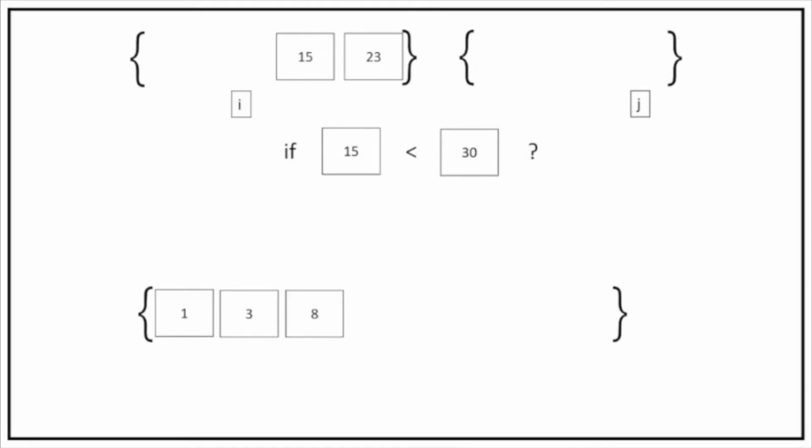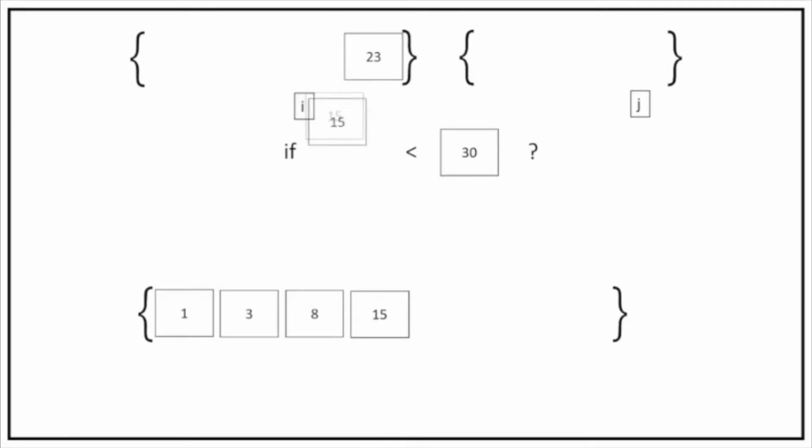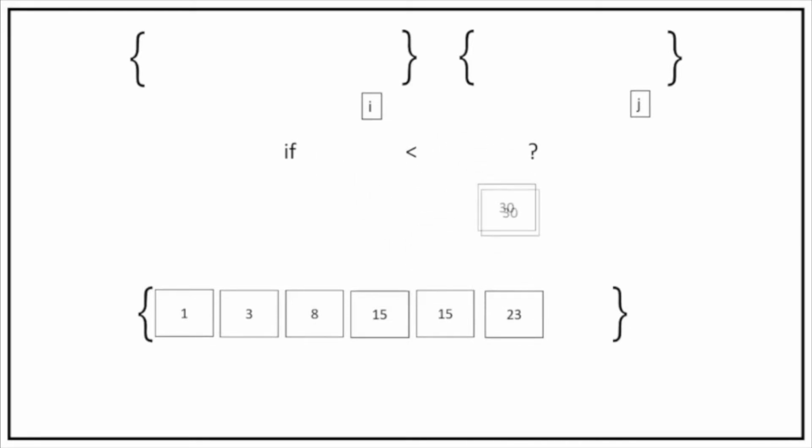Now we have, is 15 less than 30? True. 15 will go down, I will increment, and the next 15 comes to meet 30. Now we have, is 15 less than 30? True. 15 will go down, I will increment, 23 follows, and now we have, is 23 less than 30? True. This means 23 goes down, and 30 follows. Now the array is sorted.